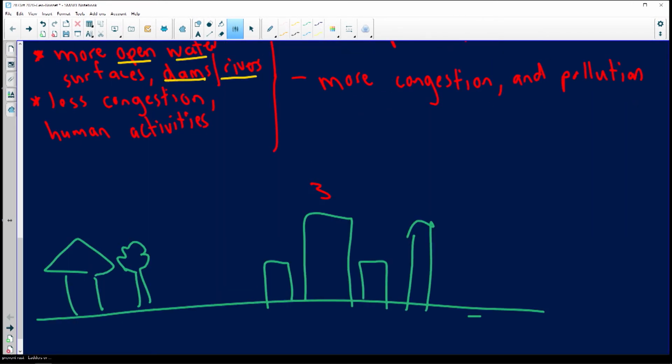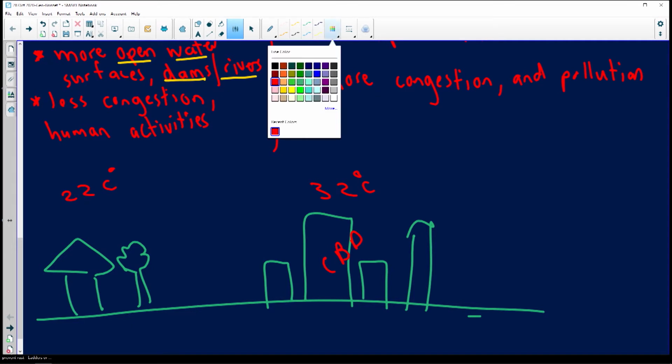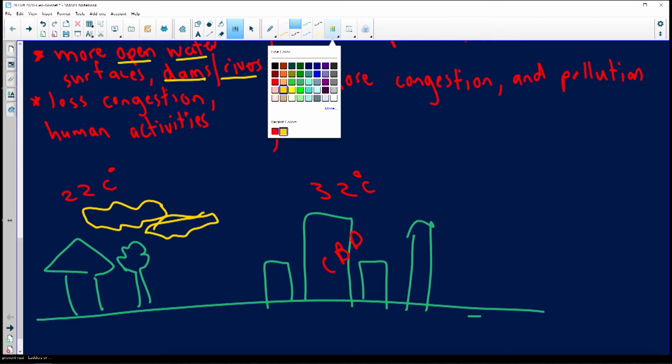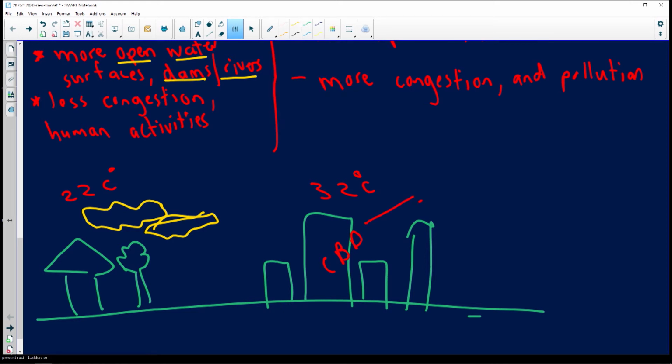So we got a temperature of 32 degrees Celsius over our CBD and a temperature of 22 degrees Celsius over our rural areas. Now, we just seen that there's more cloud cover being experienced in our rural areas. Okay. Now, the reason why it rains more in our urban areas is because there's more condensation nuclei being experienced in our urban area.